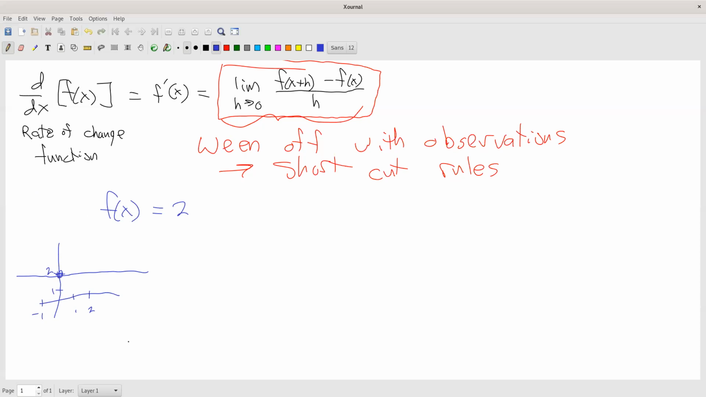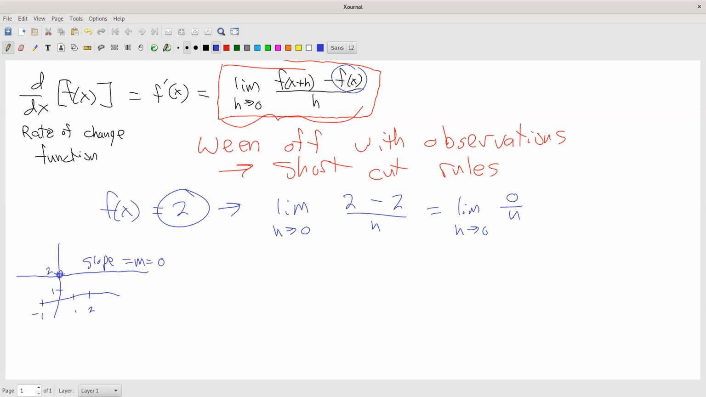What's the slope of a line like this? The slope of a line like this is always 0. So I expect the slope function to be 0. And if we take the limit of the difference quotient as h goes to 0 of f of x plus h, well, there is no x here. So regardless of what x is, f is always 2. Same thing here, 2 over h. So what's the limit as h goes to 0 of 0 over h?